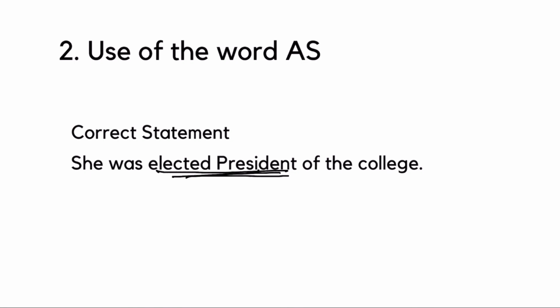Also we need to understand that if we use a statement like she is regarded, here the use of the word as will be correct: she is regarded as one of the smartest people in the room. But if we say she is appointed as the secretary of the university, now as will not be used. The correct statement will be: she is appointed secretary of the university.